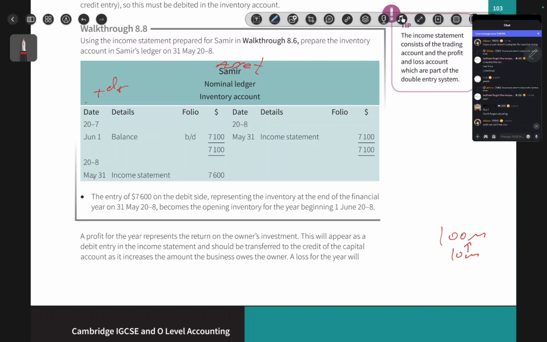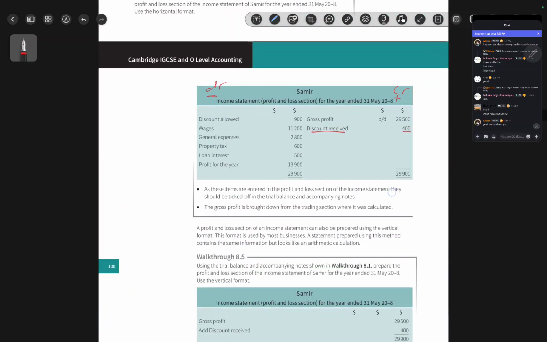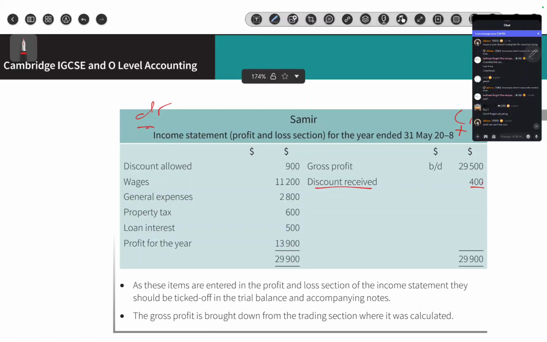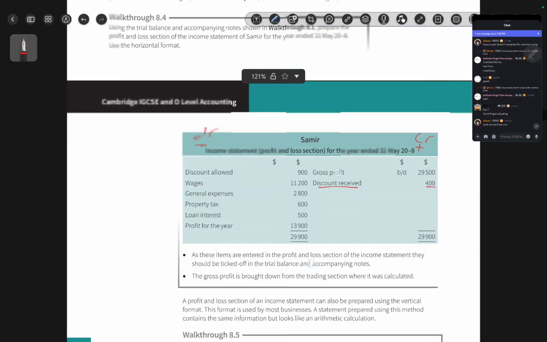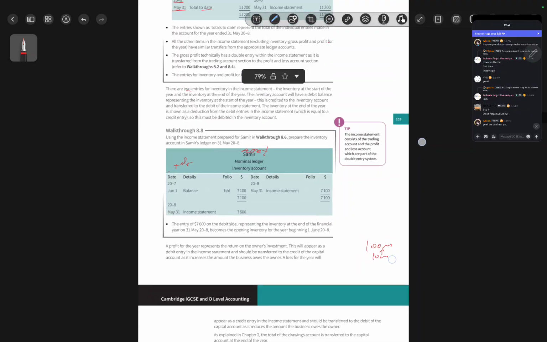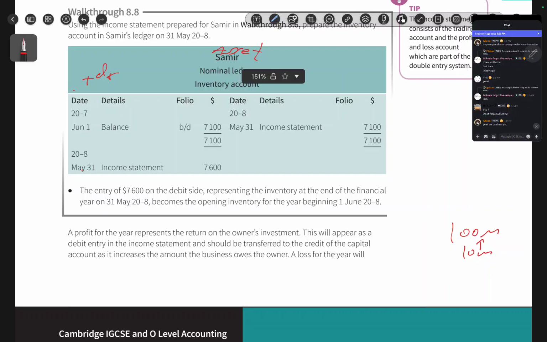It's a profit. It will appear as a debit entry in the income statement. Why debit entry in the income statement? Because we just said that it's going to be a balancing figure. If your expenses are greater, then it's going to come on the credit side, but that will be a loss. Since your incomes are greater, the profit will come on the debit side. But there's probably a more logical reason for it. We might find out.